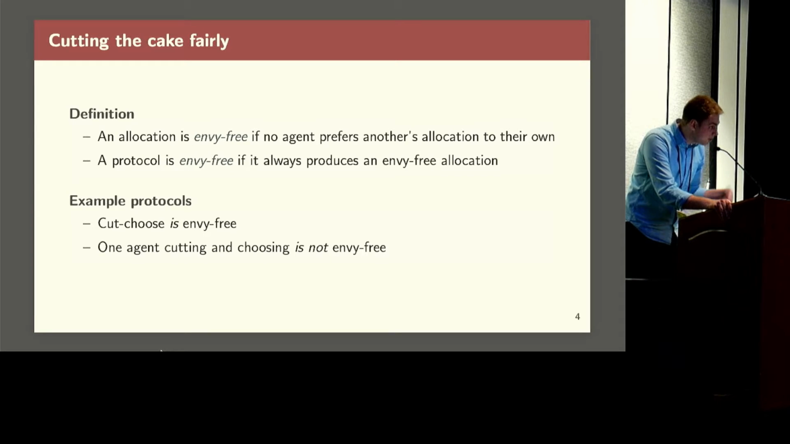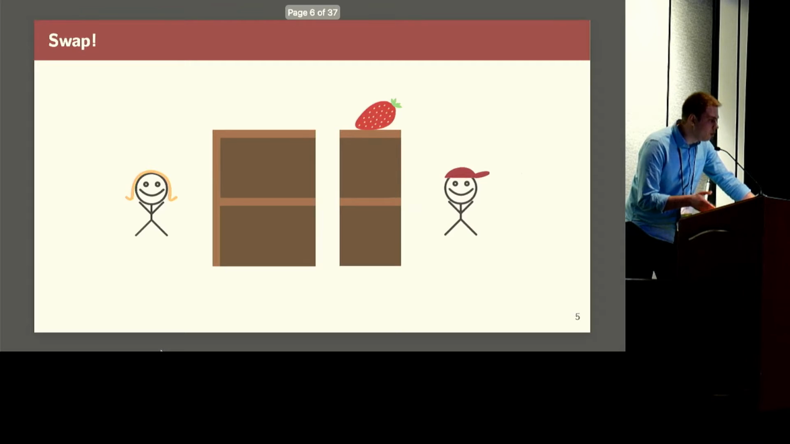To see some examples to get it flowing in your head, cut and choose, the protocol between Alice and Bob, is envy-free. However, if we modify it so that Bob cuts the cake and picks, that might not be envy-free. Now, why is that? Well, if Bob cuts it the same way, he prefers both the left and right piece equally. Well, in that case, he might pick the piece that Alice wants, the piece on the left. Then Alice would be left with the strawberry piece. So you might be able to tell that this won't be envy-free all the time.